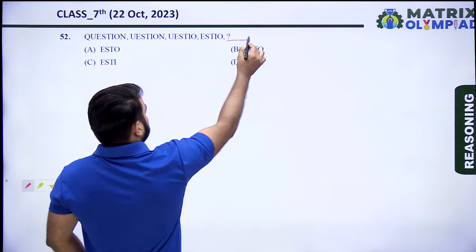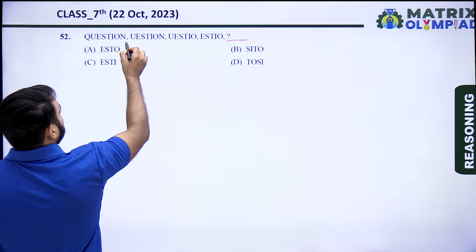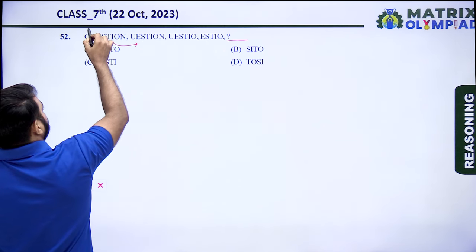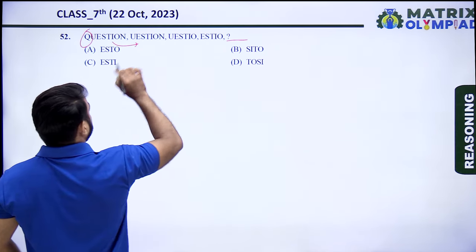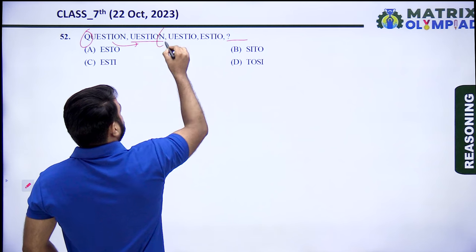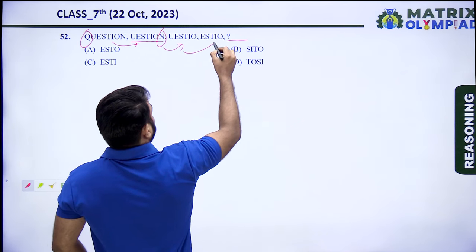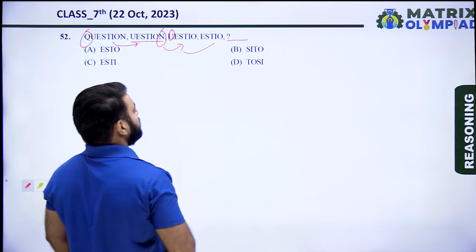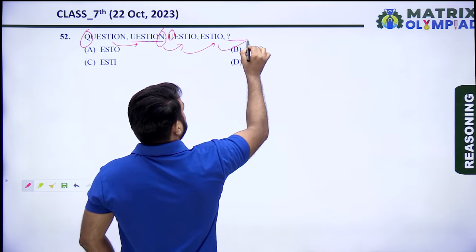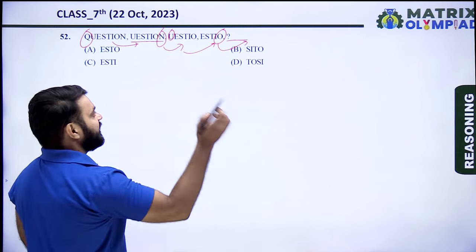Find the next term of this series. According to this series, in the second term the first alphabet was removed. First alphabet was removed in the next term. Now the last alphabet was removed for the next term. Now again the first alphabet was removed for finding the next term. Similarly, now the last alphabet was removed for finding the next term.